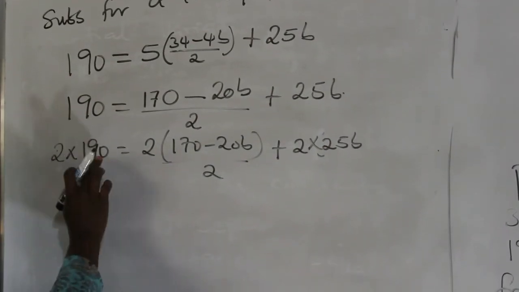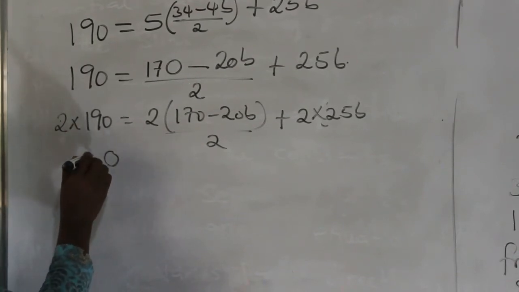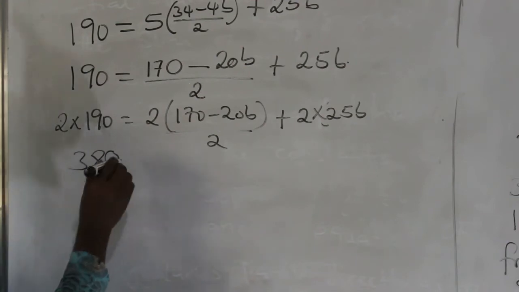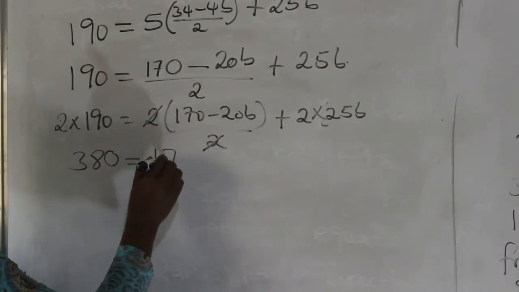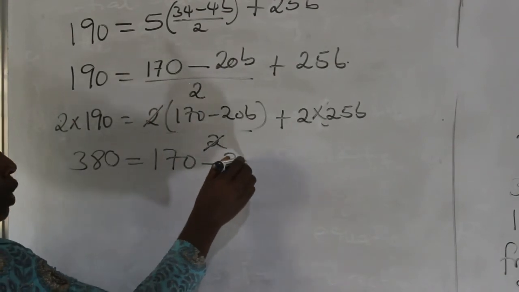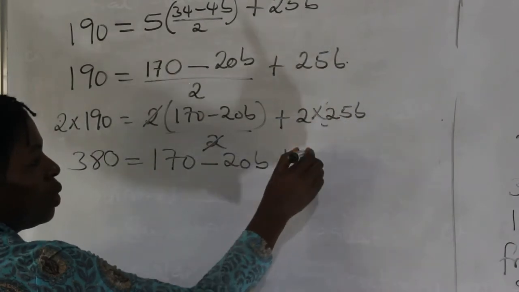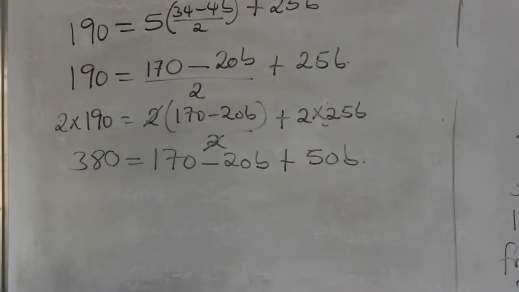So if we multiply this one, 2 times 0 is 0, 2 times 9 is 18, carry 1, 2 times 1 is 2 plus 1, 3, equals to 380. These 2 will cancel, so we are left with 170 minus 20b plus 2 times 25b, which will give us 50b. So this is what we have. So we can now collect our like terms.